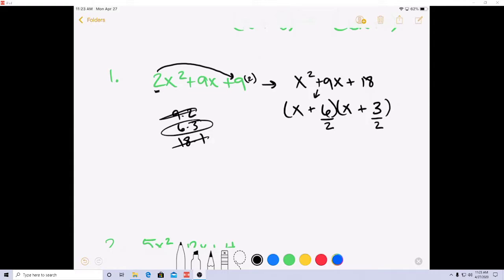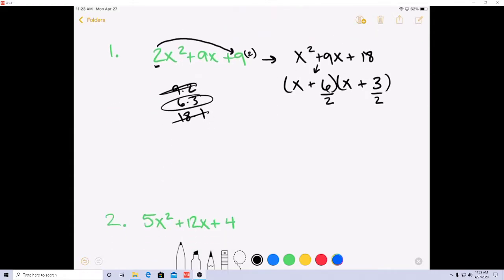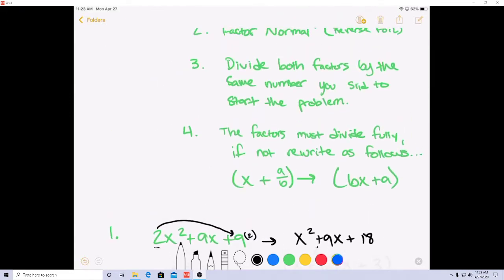The same number I slid, and then reduce if I can. So this becomes x plus 3. But I have an issue. 3 over 2 doesn't reduce, and it doesn't make a whole number.